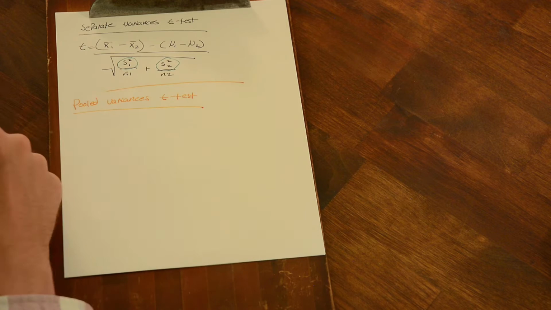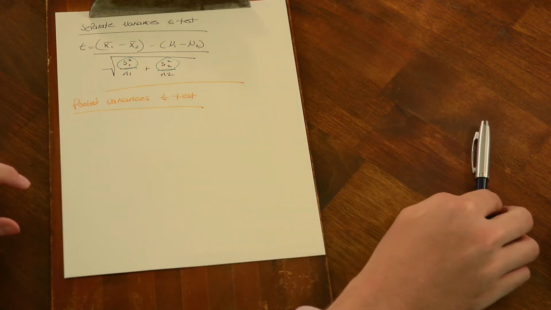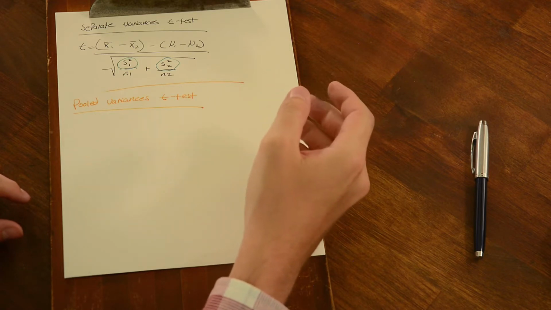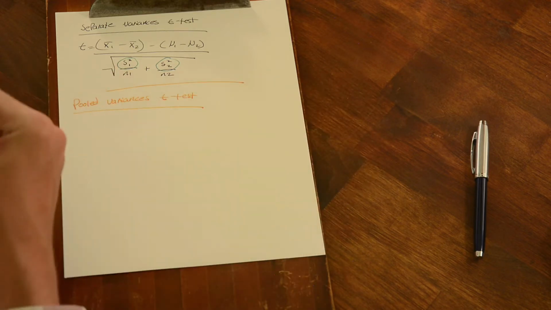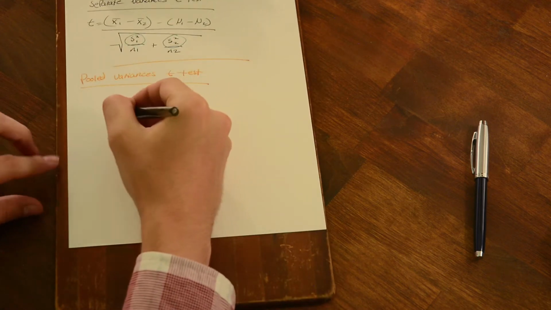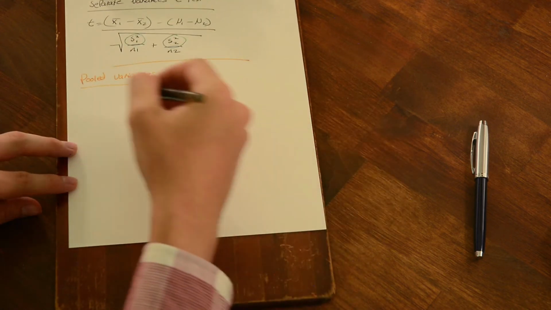Now, for the pooled variances test, our formula is more or less the same. It's just that we've pooled our variances. So what do we mean by that? Well, let me show you the formula first, and then I'll show you how we pool our variances.